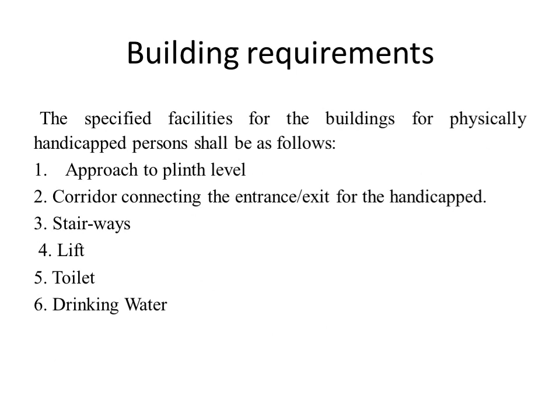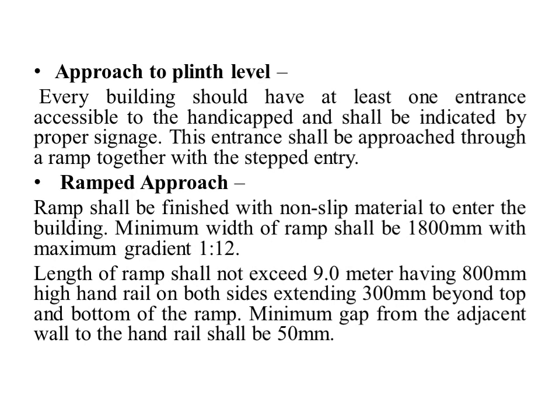We are going to see the building requirements. The specified facilities for the buildings for physically handicapped person shall be as follows. First, approach to plinth level, corridor connecting the entrance, exit for the handicapped, stairways, lift, toilet, and drinking facilities. So these are the special requirements for the handicapped persons. Then approach to the plinth level. Every building should have at least one entrance accessible to the handicapped and shall be indicated by proper signage. This entrance shall be approached through a ramp together with the stepped entry.